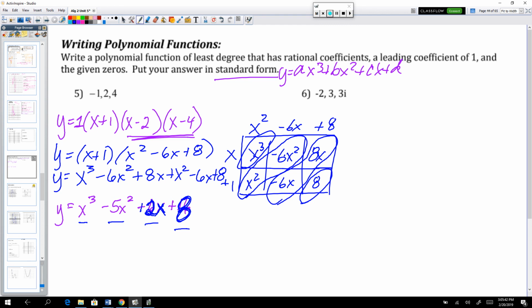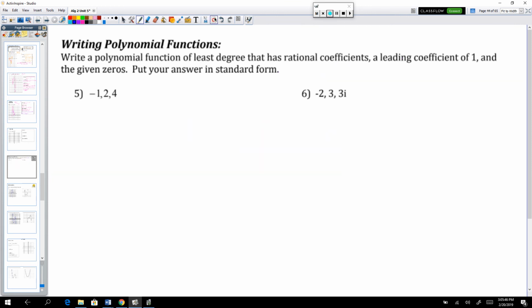Number 6, let me clear this for you. Number 6 offers you a -2, a 3, and a 3i as the given zeros. We also need you to know that if ever you have an imaginary root, they always travel in pairs, so you also have -3i as well. This also happens with radicals.